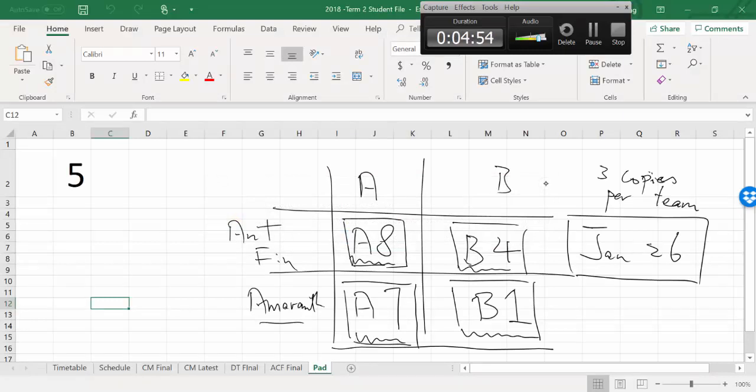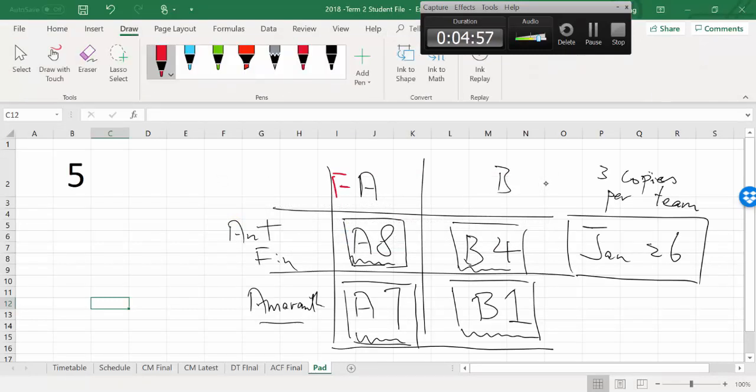So for class A, Ant Financial basically will be covered by Team 8, and Amaranth will be covered by Team 7. So everyone will take a quiz, but these two teams will actually share with us their findings and their analysis and their presentation, okay? So for the afternoon class, it will be Team B4 covering Ant Financial and Team B1 covering Amaranth. But everybody will take a quiz on the case. Is that okay? Do you understand what's going on?